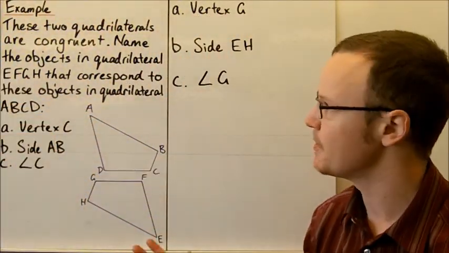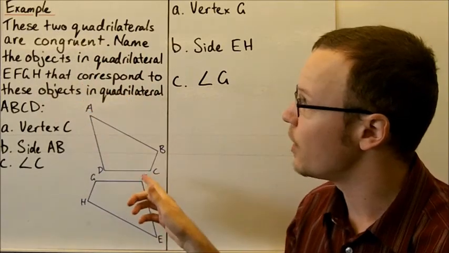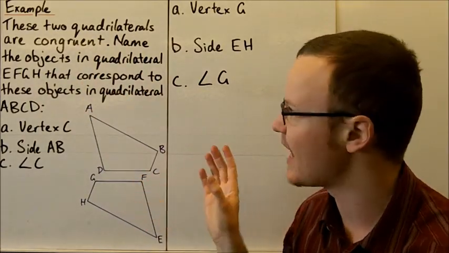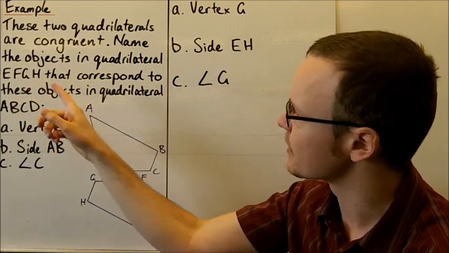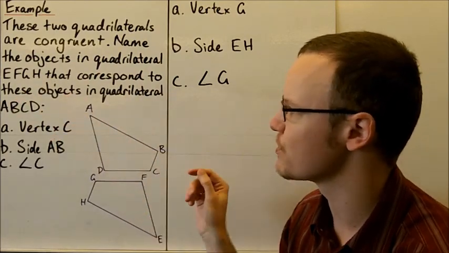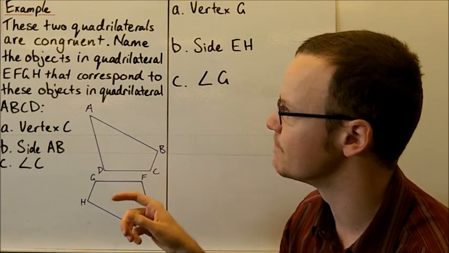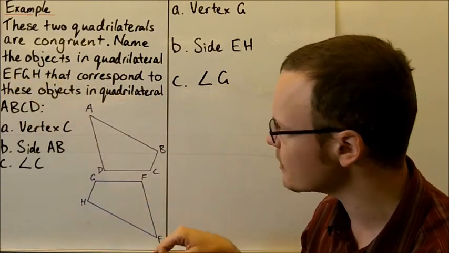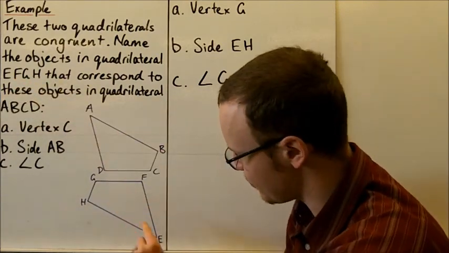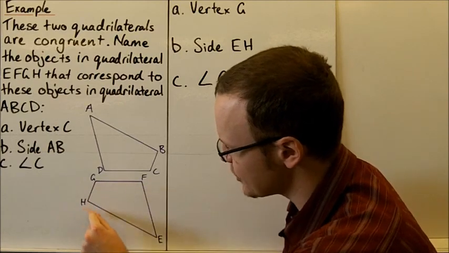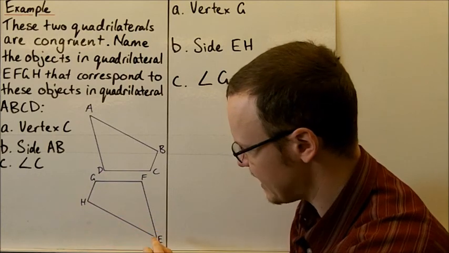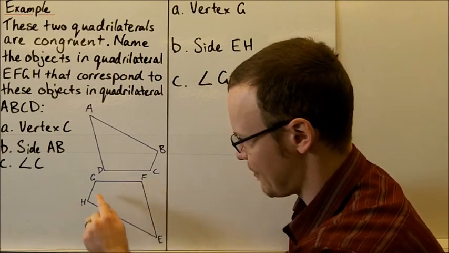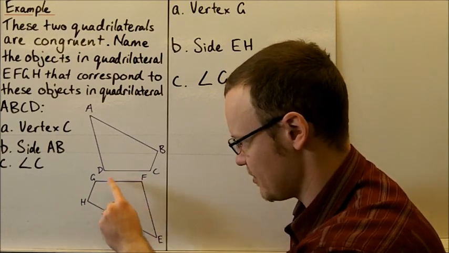So let's have a look at an example. We've got 2 quadrilaterals that are congruent. Name the objects in quadrilateral EFGH that correspond to these objects in quadrilateral ABCD. So here we've got a quadrilateral EFGH. Notice we've named them as we've gone around the edge of the quadrilateral. We haven't gone EGFH and crossed the quadrilateral. We've named them going around.